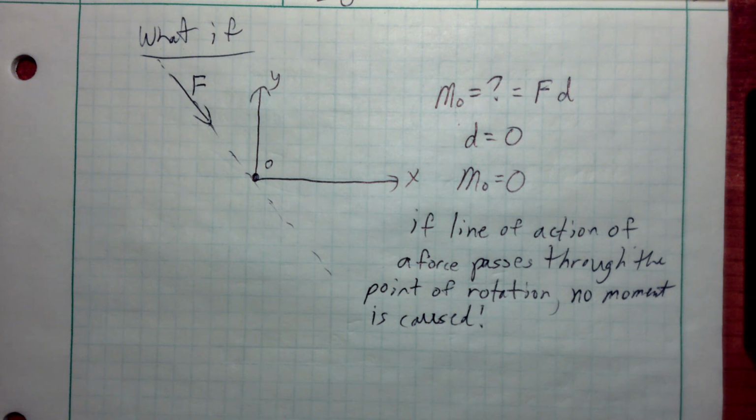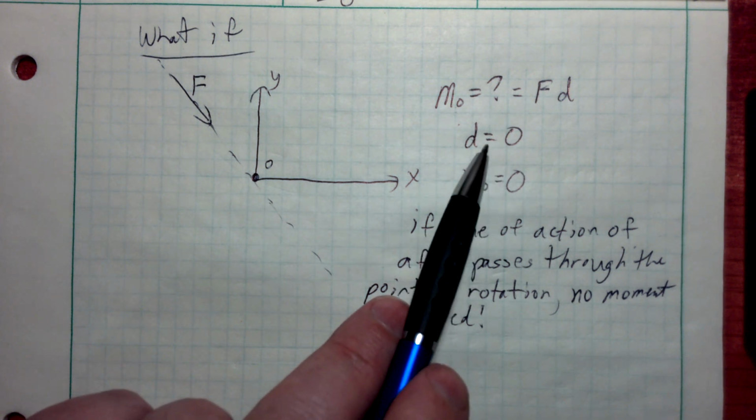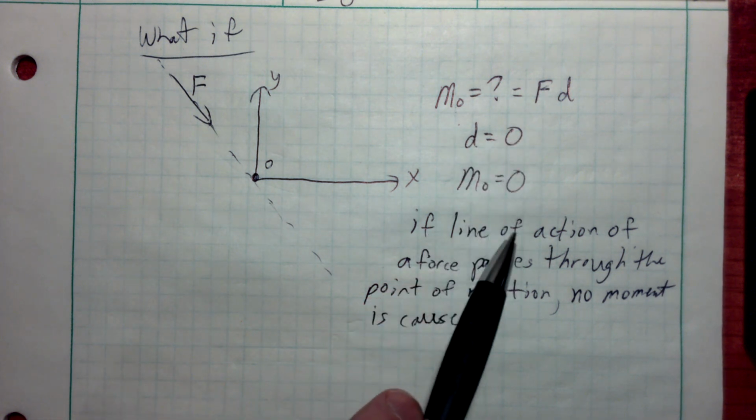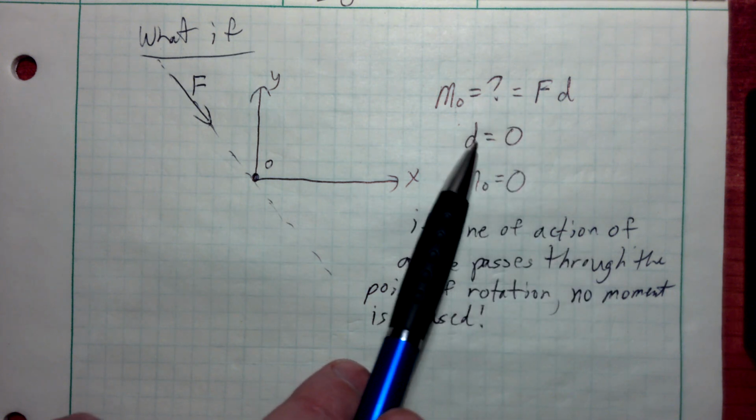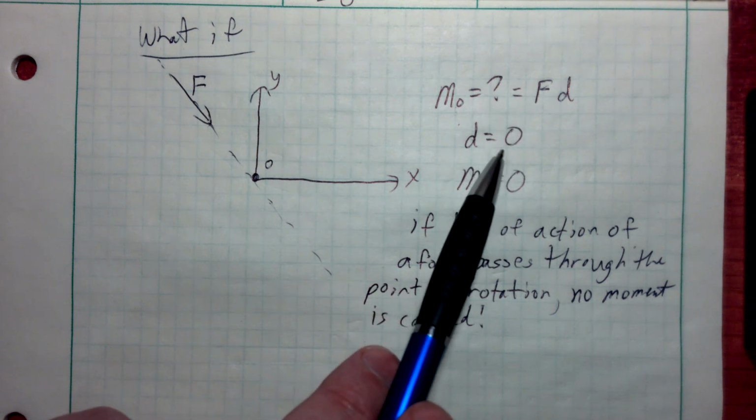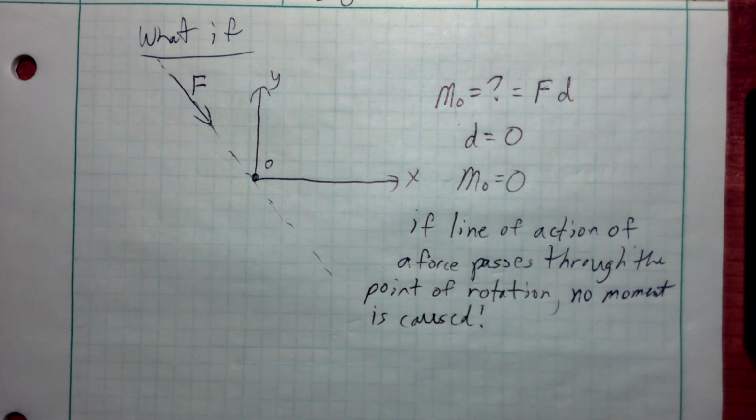And that's not a bad stopping place. It's a very important concept. You want to make sure you pick that up. You're going to see that quite a bit throughout the rest of the semester. But it's worth really taking a minute and talking about now, and talking about why, right? Why is that the case? Well, it's because there's no distance. If the line of action passes through the point of rotation, there's no distance between the force and that point of rotation. Therefore, there's no moment.